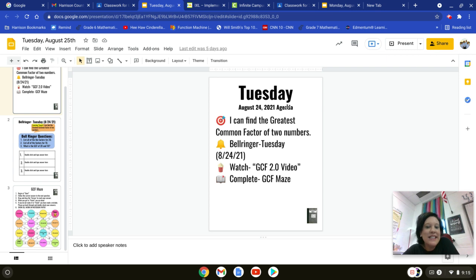Today's I can statement says I can find the greatest common factor of two numbers. If you haven't done so already, please go back to yesterday's assignment and copy that into your notebook. It will help you memorize those words and be familiar with the vocabulary that we're working on in class.